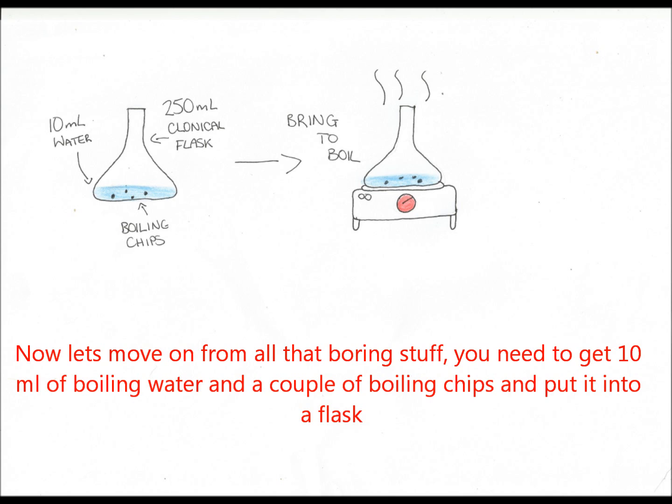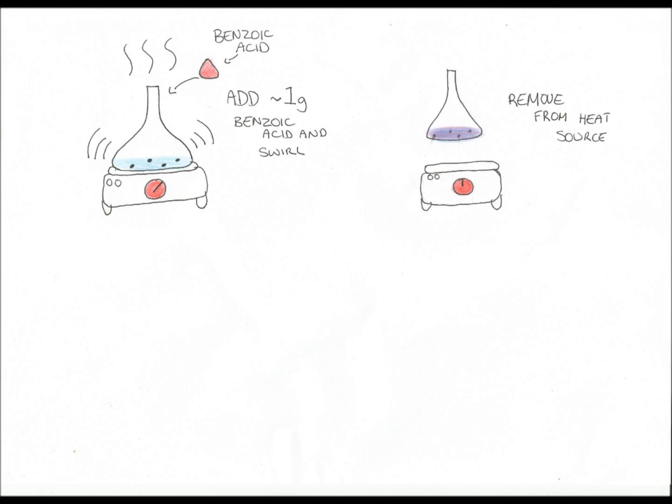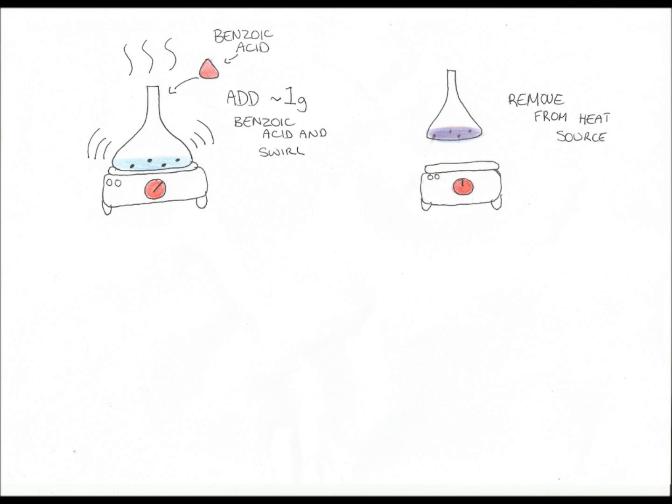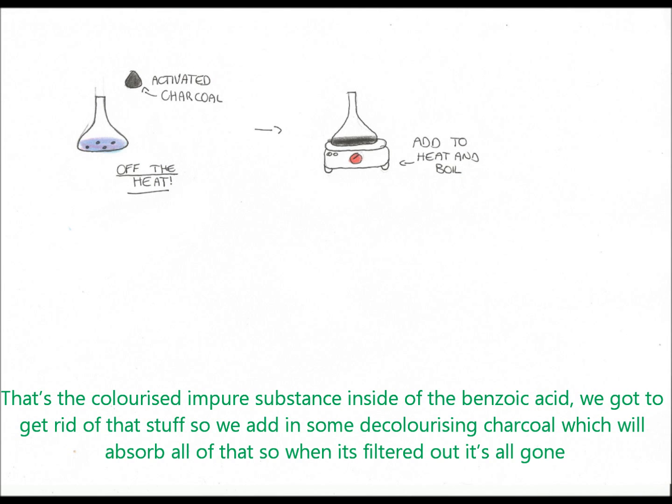You need to get 10 ml of boiling water and a couple of boiling chips and put it into a flask. After that, we add about a gram or so of the impure benzoic acid into that boiling water. You'll notice that the color will change from the clear of the water to a pinky red color. That's the colored impurities inside the benzoic acid. We've got to get rid of that, so we add some decolorizing charcoal, which will absorb all of that, so when it's filtered out, it's all gone.